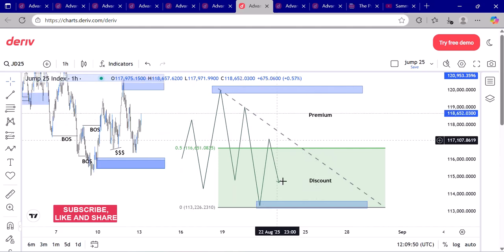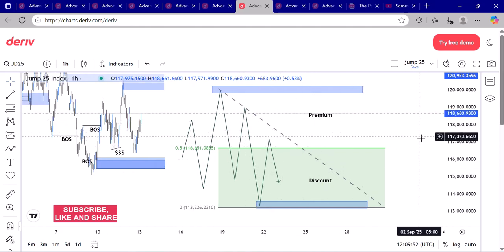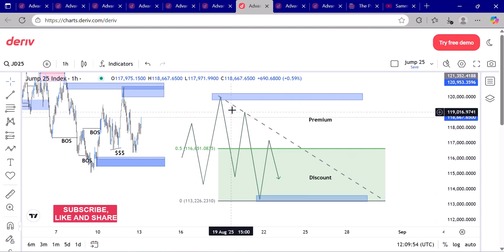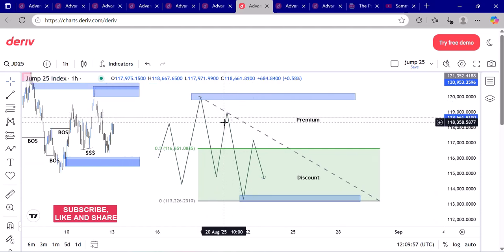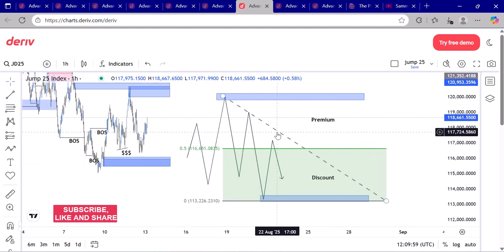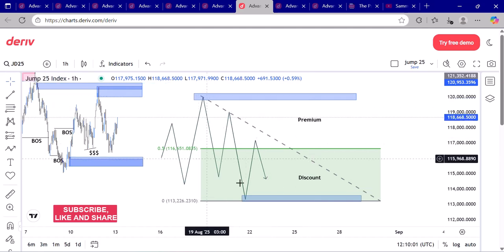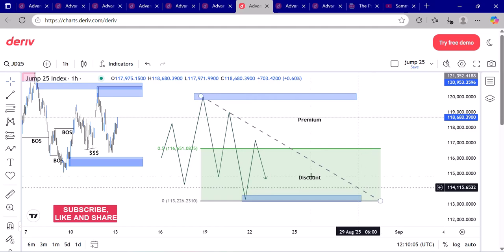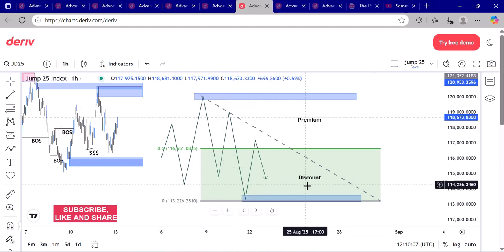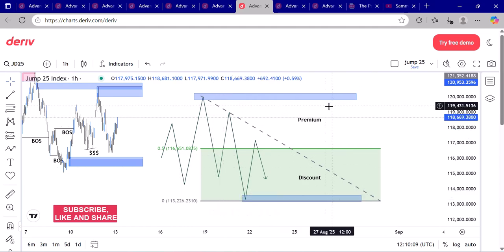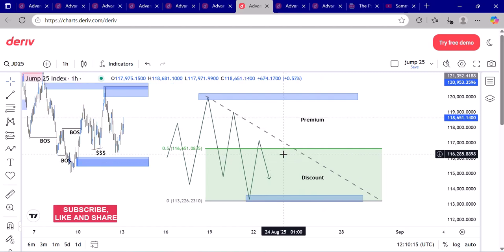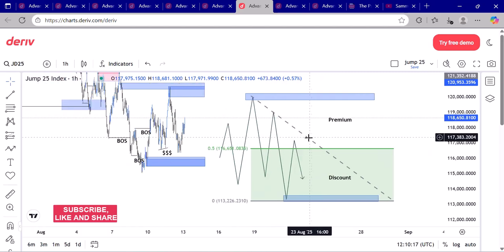So when it comes to premium and discount, apart from looking at whether the market is in an uptrend or downtrend, we can also look at price action based on this. Okay, our premium and our discount. So if the price is at our discount, we look at buying, but if the price is around the premium level, we are looking at shorting the market.